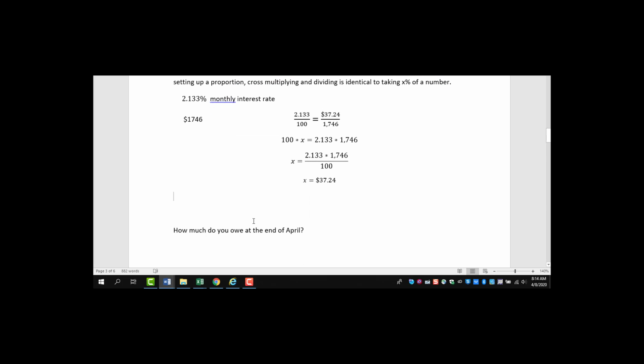Now, an easier way of doing that, I think, is just to say that you want to take $2.133 over 100, which is 2.133% of 1746. And this, of course, means multiply, and you will get the same answer.